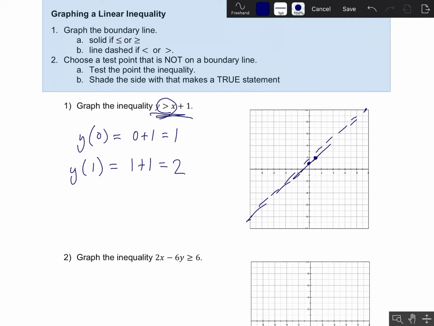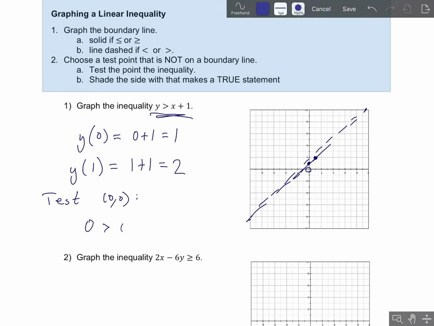That's just because we have a strict inequality here. So I don't want to allow y to equal x plus 1. I need y to be bigger than x plus 1. So for example, let's try this test point at the origin. So I will test the point 0, 0. So I'll try plugging that into the inequality and seeing if that's true.